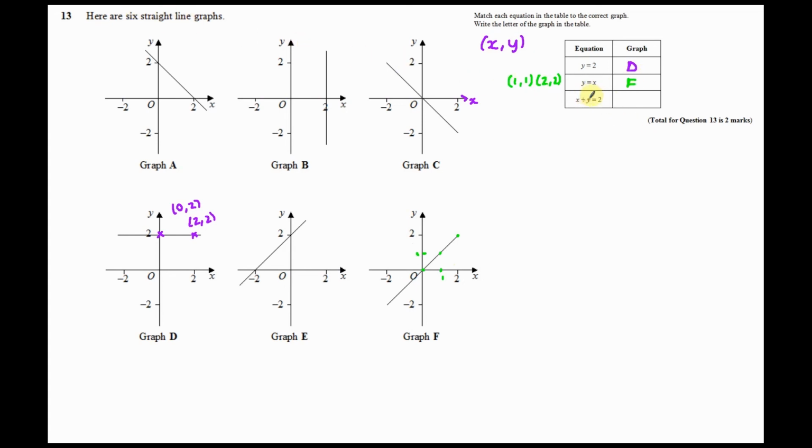And then finally x plus y equals 2. What this tells us is if you get the 2 coordinates, they will always add up to 2. So if my x was 0, my y would be 2 in this case. 0 plus 2 equals 2. If my x was 2, my y would be 0. So which graph matches this one? In this case here, if you look, you've got 0, 2 there, and you've got 2, 0 there. So that graph A is the graph of x plus y equals 2.